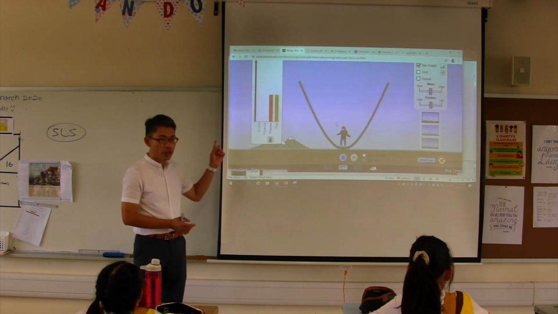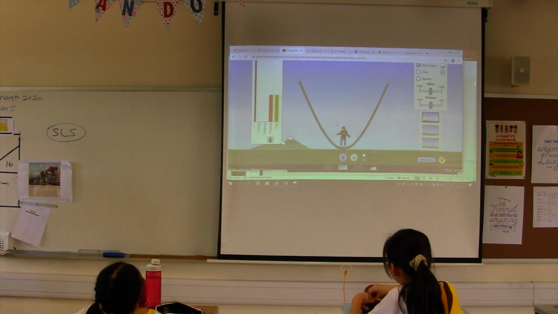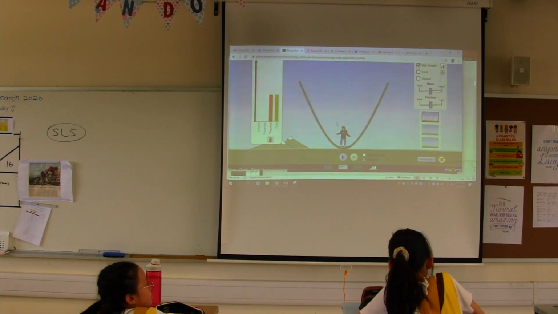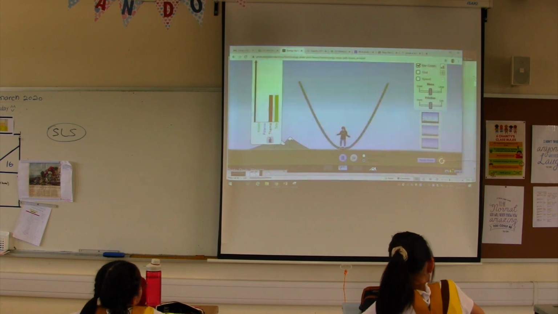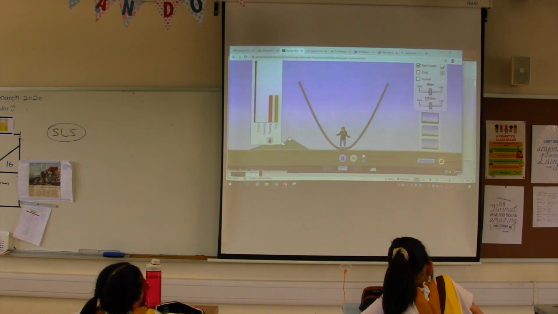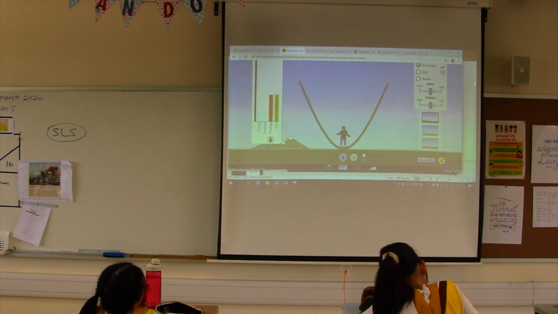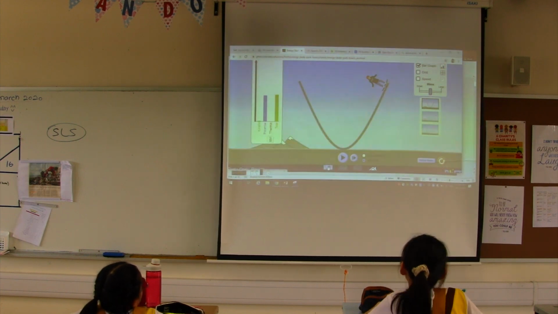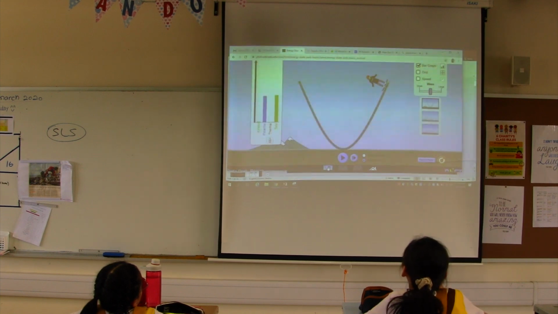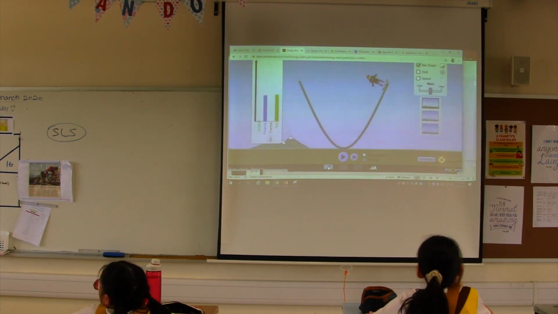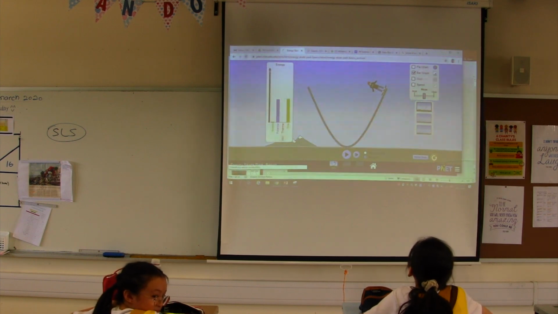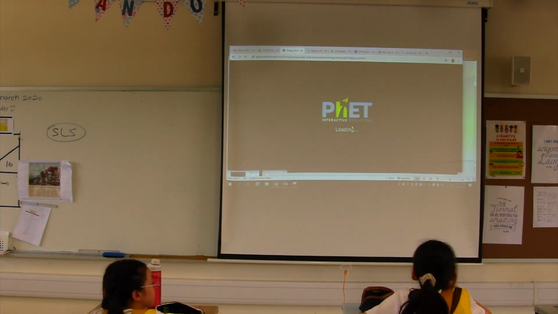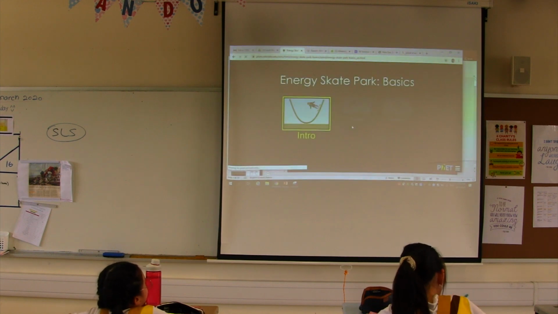Right. First part, this energy skate park part. Now, I would like you to observe the graph on this side. Okay, I'll change the skate park first. This one has friction inside. But we still have not started the lesson on friction yet. But focus on this, we don't look at anything else.